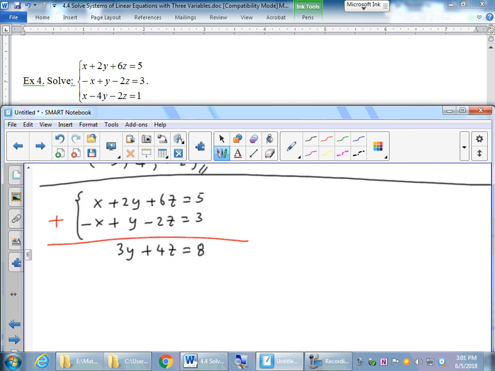And then I will choose equation 2 and equation 3 to eliminate the same variable.